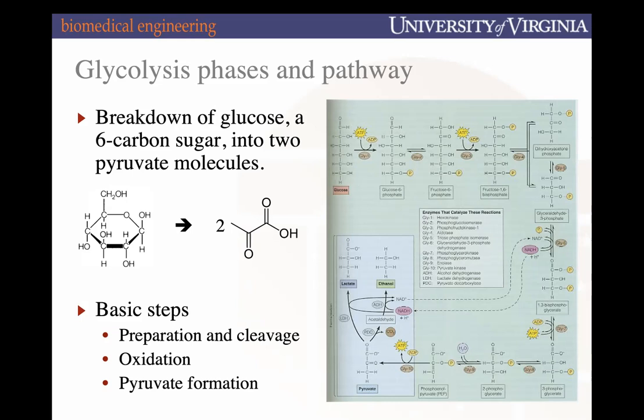So the first steps of the whole process of glycolysis are going to be breaking down glucose to produce energy. And glucose can be represented in its six-carbon ring structure here.